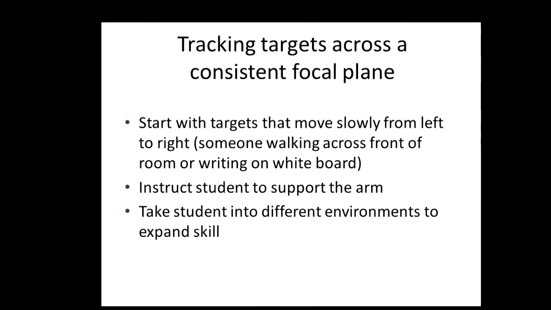The next skill, tracking, can be broken down into 2 distinct situations: tracking targets across a consistent focal plane and tracking a moving target. Tracking across a consistent focal plane is a little easier because even though your targets are moving, they move along a consistent plane. Examples of this include someone, the target, walking across the front of a room, or writing on a whiteboard. The student will need to support their arm as she follows the action.